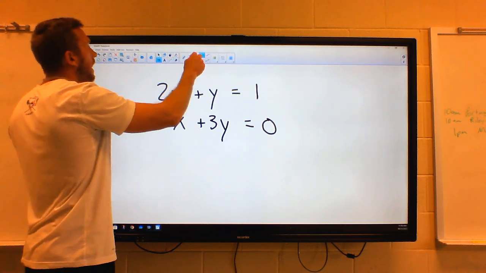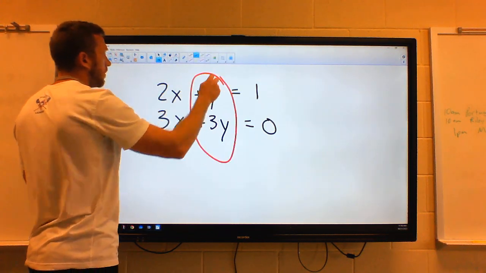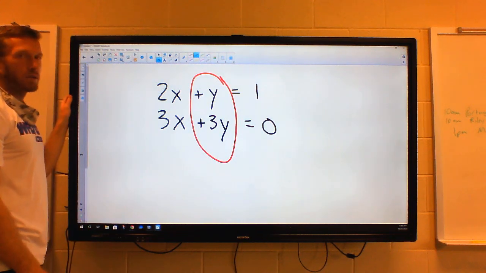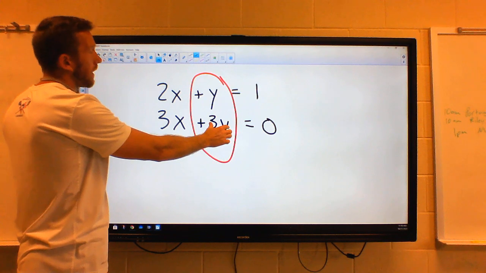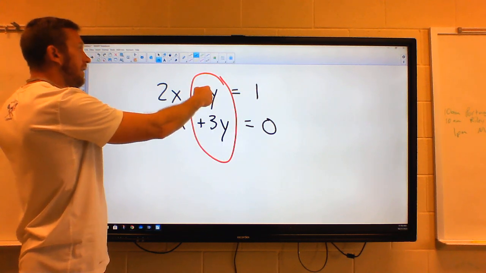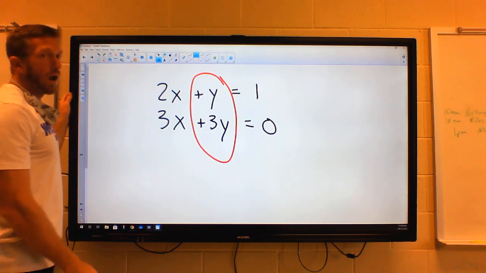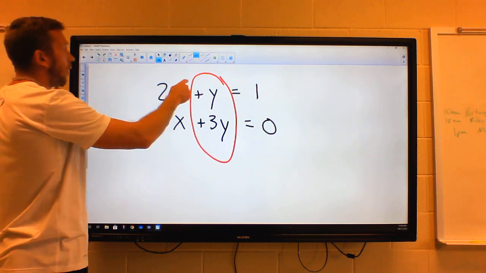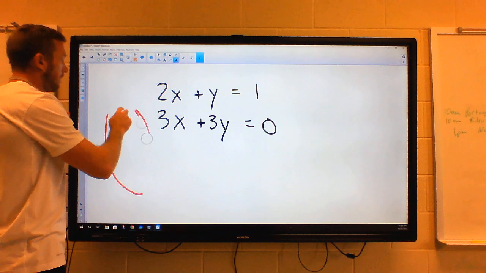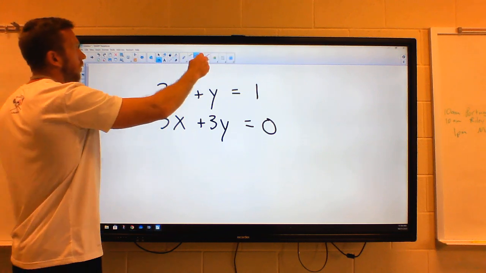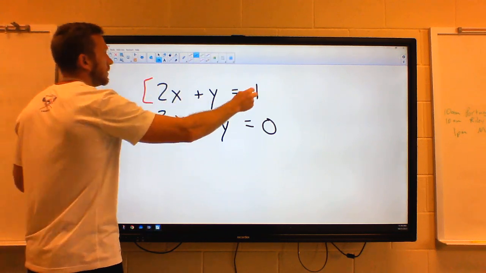If you look at the y variable, I only have to manipulate the top equation, because the bottom one, there's a 3y right there. And I can make 1y become 3y very quickly. So I only have to manipulate the top equation. We like choosing variables to eliminate when you only have to multiply one equation.